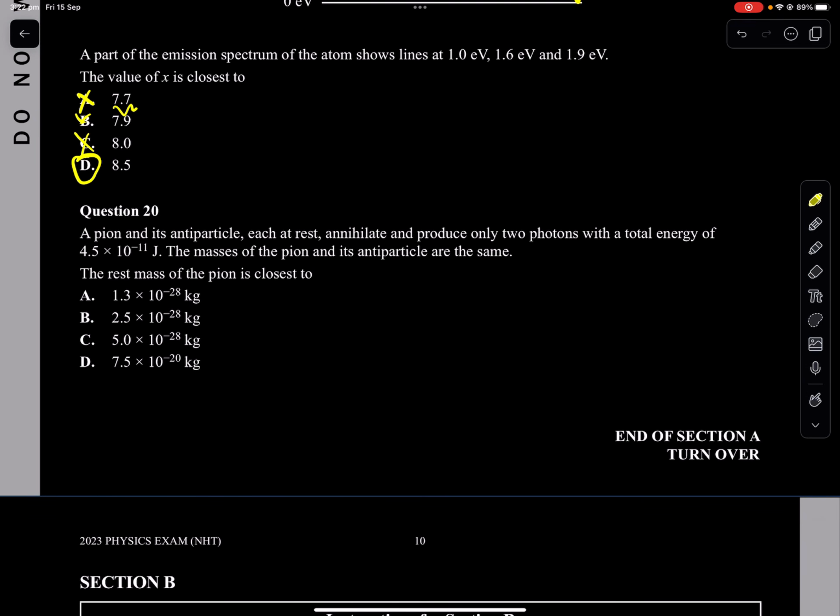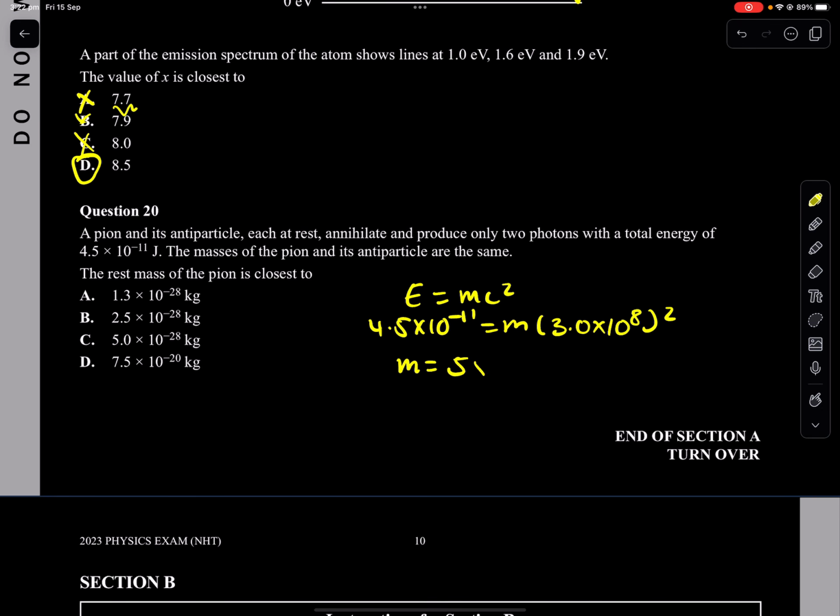Last question. A pion and its antiparticle, each at rest, annihilate and produce only 2 photons with a total energy of this. The masses of the pion and its antiparticle are the same. The rest mass of the pion is closest to what? Okay, so we have E equals mc squared, and our energy is 4.5 times 10 to the negative 11. M, and our c value is 3.0 times 10 to the power of 8, squared. So our mass is 4.5 times 10 to the negative 11 over 3.0 times 10 to the power of 8 squared. That will give us 5 times 10 to the negative 28.